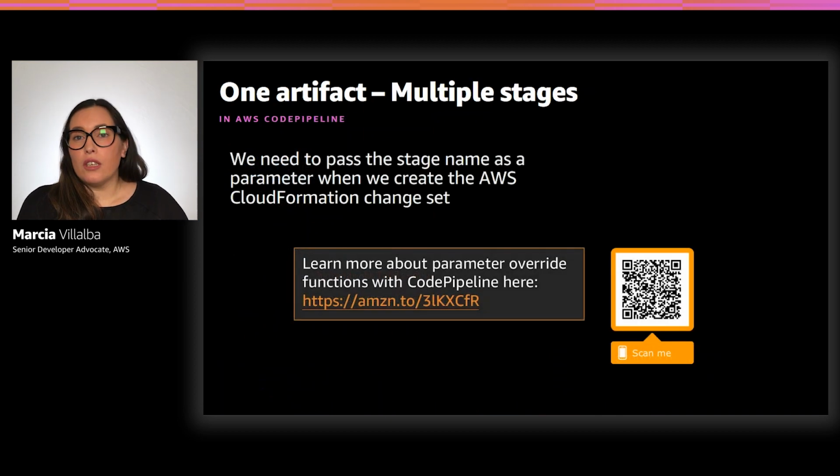So I mentioned that CodePipeline will pass this parameter into your SAM template, and that is happening with a parameter override. And I recommend you to read more documentation about it because it depends on how you define your CodePipeline, if you're using CDK or you're using CloudFormation or you're defining it in the console. And you can find more information here.